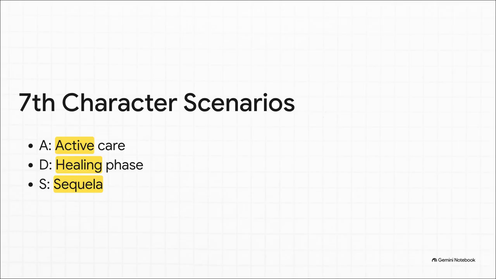Lastly, for an S, imagine a scar forming after a burn. The scar is the sequela. Remember, when you're using S, the specific type of sequela, the scar, is sequenced first, followed by the original injury code, the burn, with the S extension attached to tell the story of exactly where that scar came from.